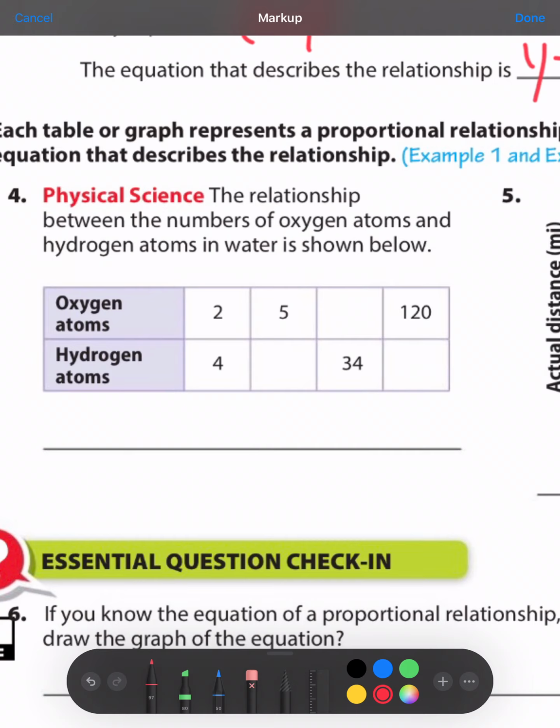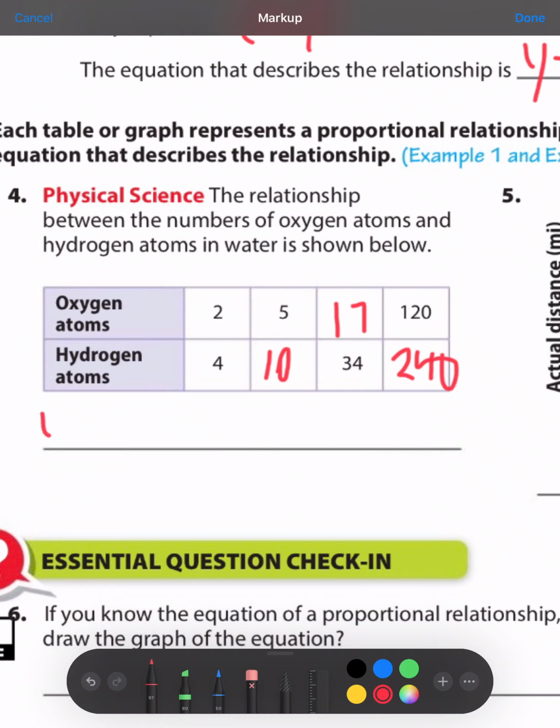So we're actually doubling it from one to the next. So for every 5 oxygen atoms, we're going to have 10. So half of 34, which would be on the next one over. 34 divided by 2 gives us 17, because if you double 17, we get 34. And if we double 120, we're going to get 240.